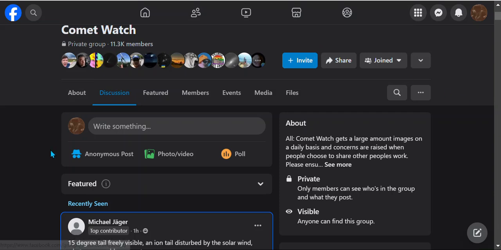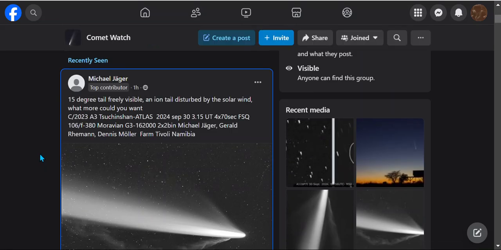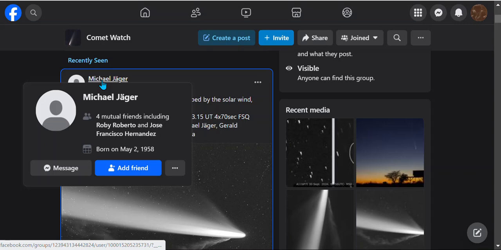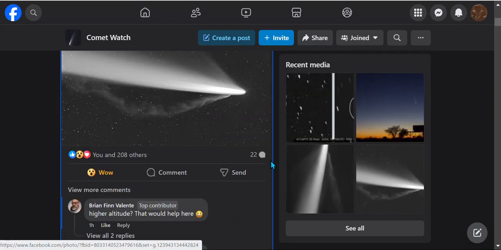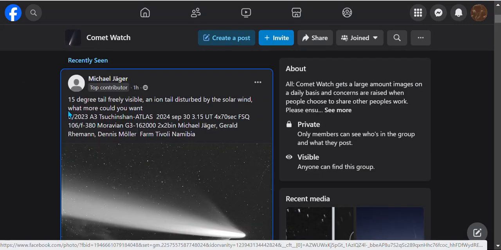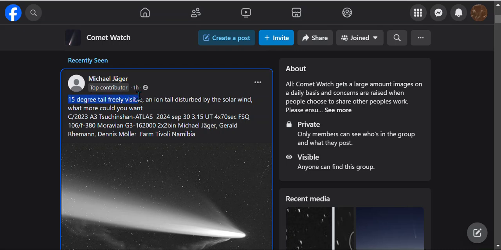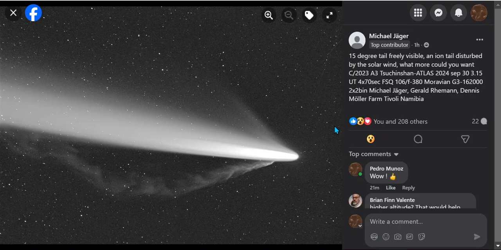Today I start at Comet Watch. This was just posted an hour ago from Michael Yeagert, one of the best. And what he has here is 15 degrees easily, freely visible. An ion tail disturbed by solar winds. What more could you want? This is what we have here.